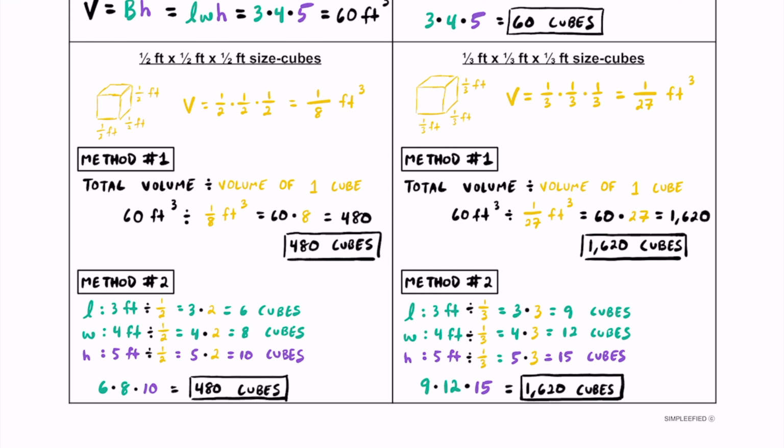So there you have 2 different methods for figuring out how many of these different size cubes would fit inside of the original rectangular prism. You can use this method even with other different size cubes as well.